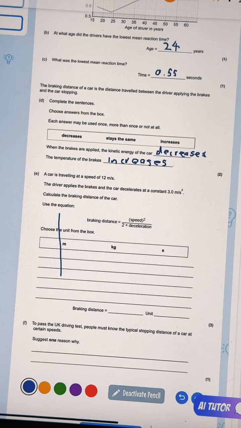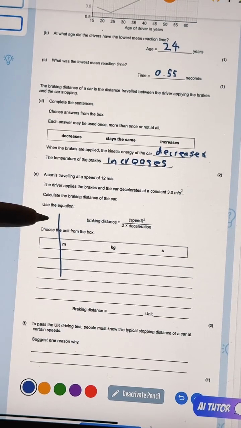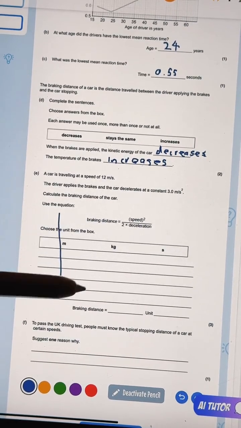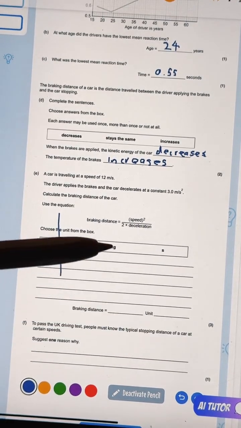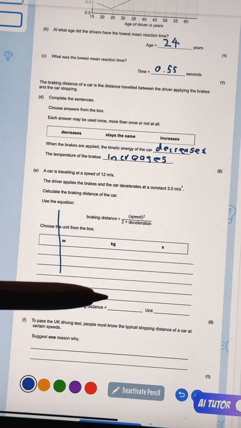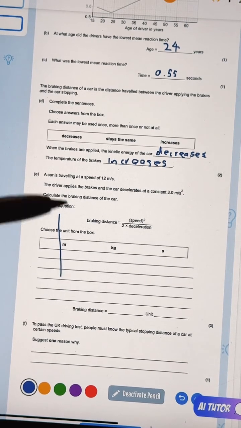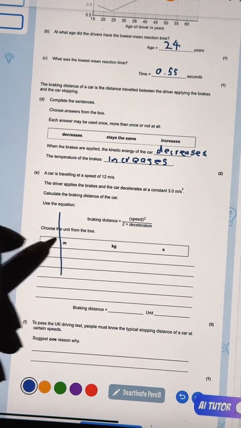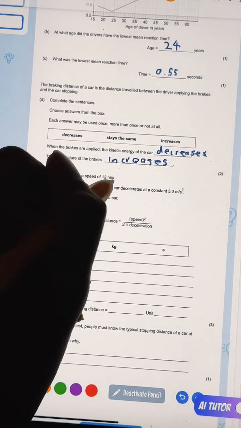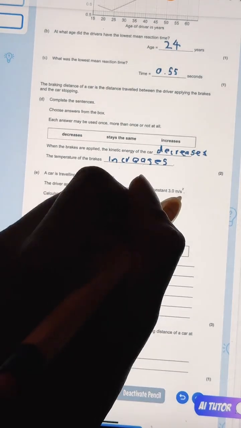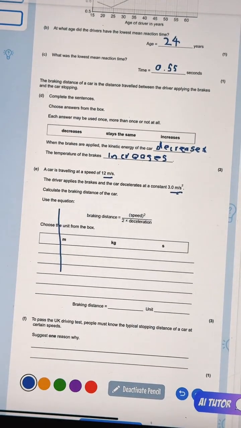This is physics GCSE. And then also it says to choose the unit from the box below. So you can see it's worth 3 marks. 1 mark is for the unit, 1 mark is for putting the numbers into your equation correctly, and 1 for the actual answer. Yeah? So here it's a substitution exercise really, because they've given us a speed of 12 and they've given us a deceleration of 3.